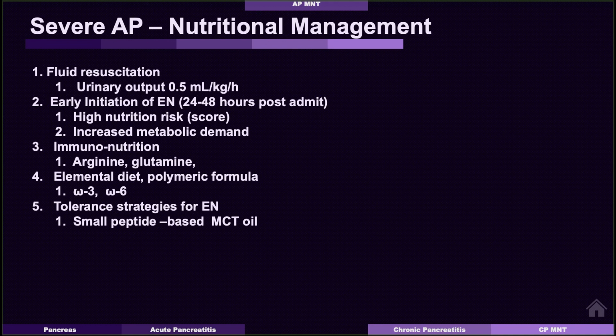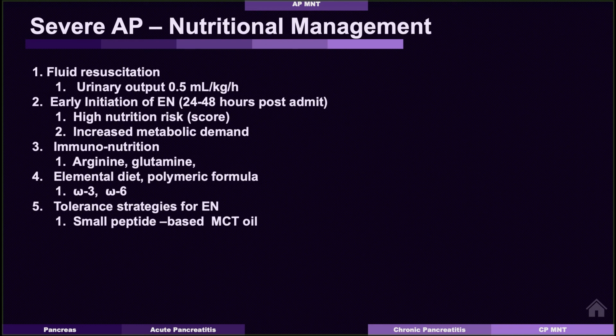Early initiation of enteral nutrition, 24 to 72 hours post-admit, also depending on what their nutrition risk score was, and due to, again, we've said this many times, their increased metabolic demand.